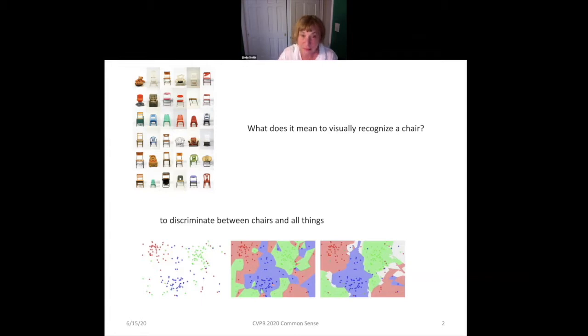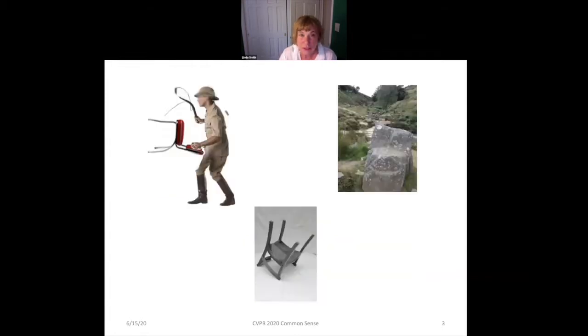Sometimes these limitations are suggested as indicating that the system lacks common sense, as for example, it might have difficulty recognizing a chair being used for some unusual purpose or in some unusual position, or an entity that is both a chair, that's Bronte's chair in England, and also just a rock.